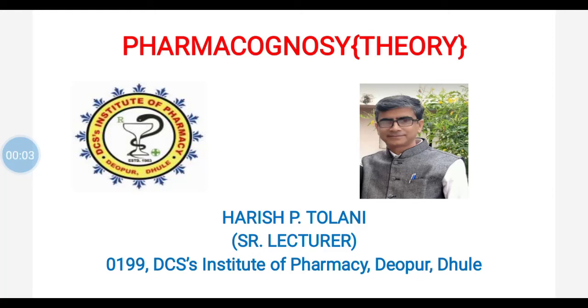Hello friends. So continuing with the subject pharmacognosy, we have already started with the topic chemical nature of crude drugs. As I said, there are different classes of chemical constituents and we should know about their occurrence, distribution in nature, their definition, classification, isolation methods and some important identification tests.